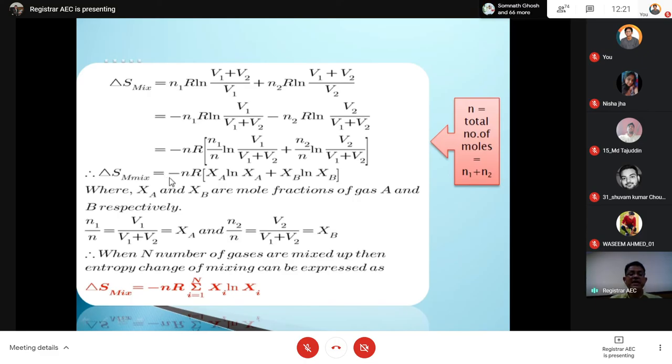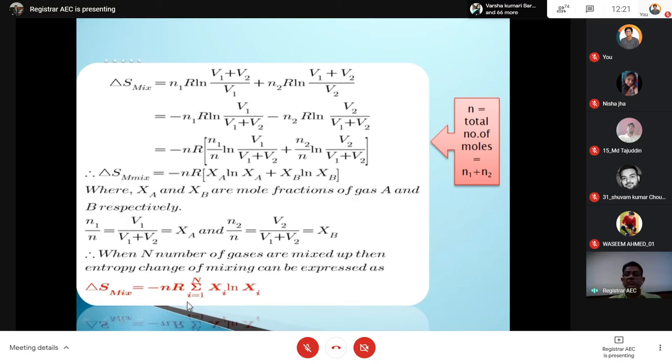So we assume the mole fraction XA. Similarly, in terms of volume, V1 by V1 plus V2 and V2 by V1 plus V2 are also mole fractions. So we are writing minus NR, XA ln XA plus XB ln XB.